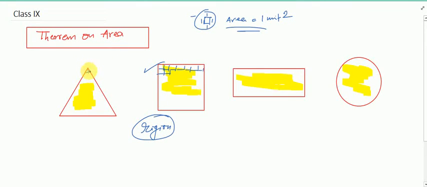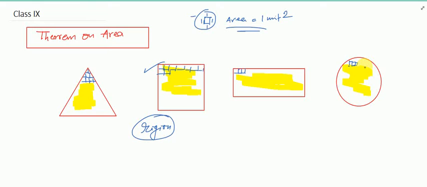Here also, if I take this type of thing, this way we enclose the whole figure like this. And how many squares are there? The number of complete squares would represent the area of the following figure. This is how we measure the area of a figure.